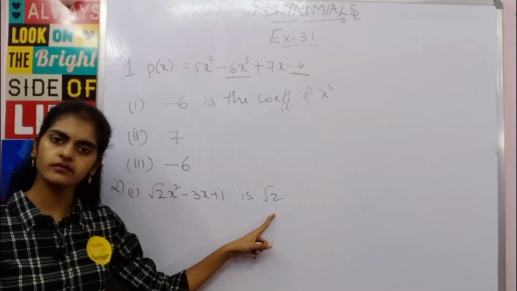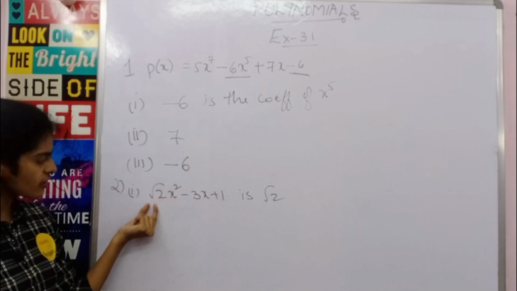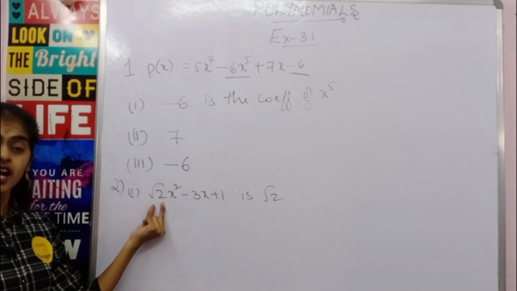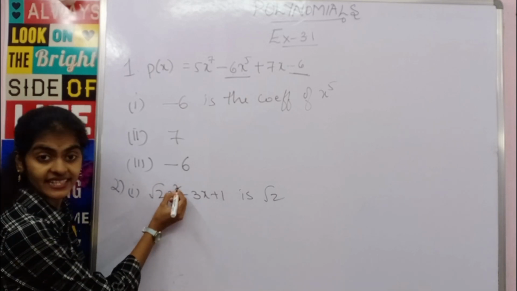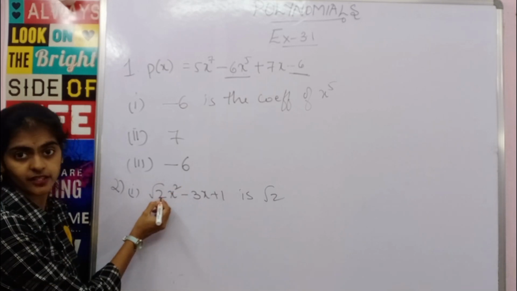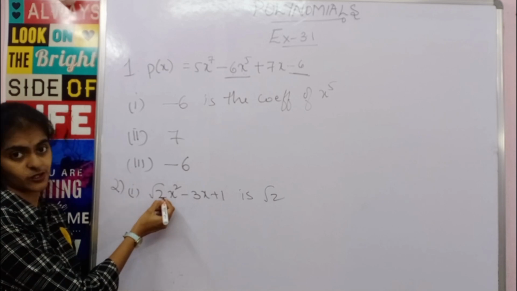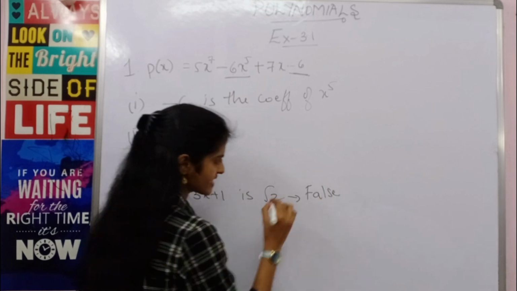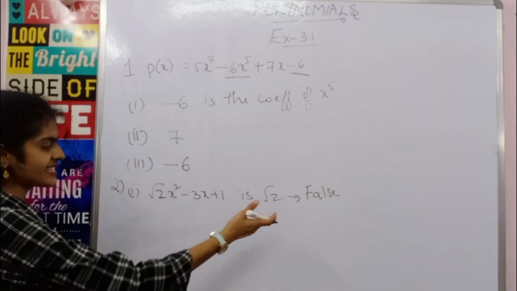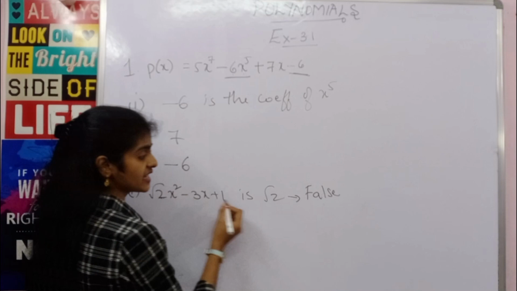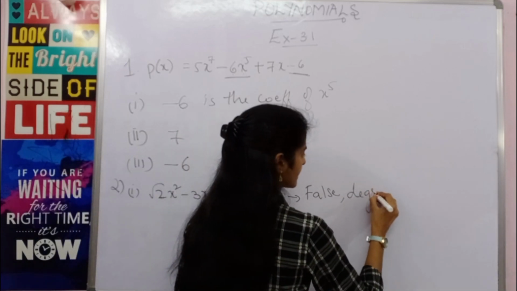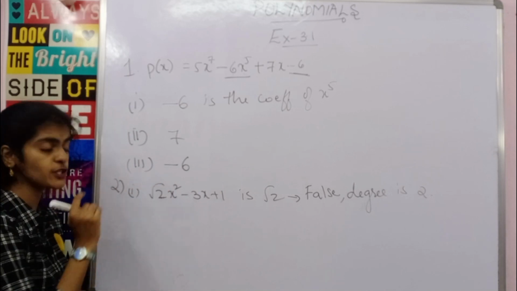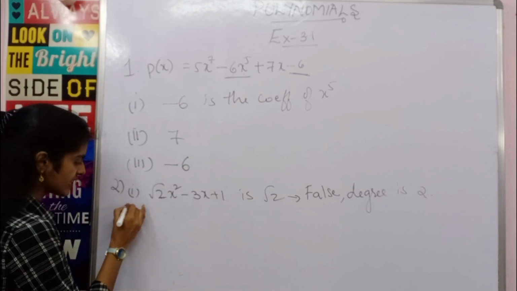Is it true? No. Root 2 is the coefficient of x square. I told you coefficient is a constant which is multiplied to the variable, and degree is the power. Root 2 is not in the power. Root 2 is the coefficient of x square. So this statement is false. The reason is the degree of this polynomial is 2, since the highest power of x is 2. Clear? Moving on to the next one.